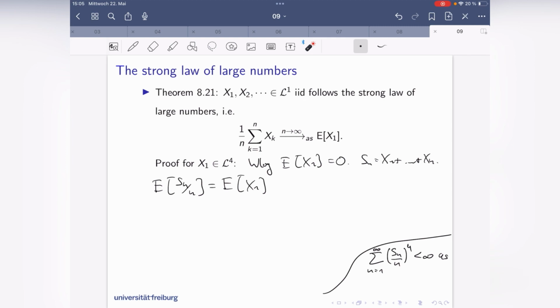And in order to show this, we show that the expectation of this thing here is finite, because a finite expectation random variable is of course almost surely finite. In order not to get distracted by this n here in the denominator, I will compute the expectation of Sn to the power of 4. Sn is a sum. So what this here is sum times sum times sum times sum. And everything is independent.